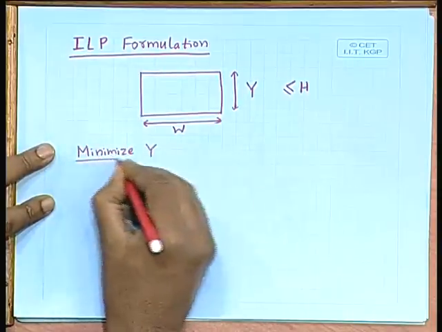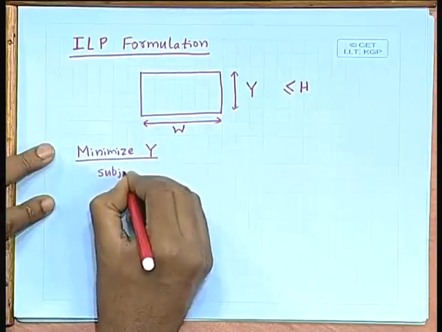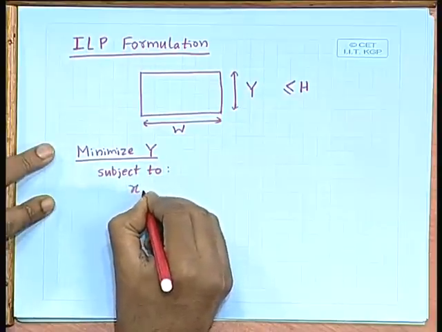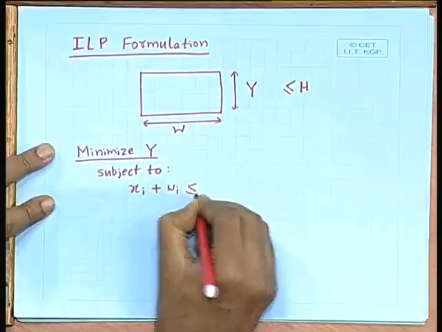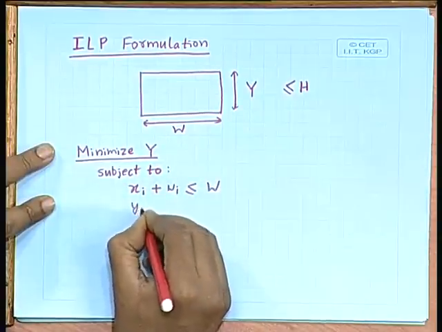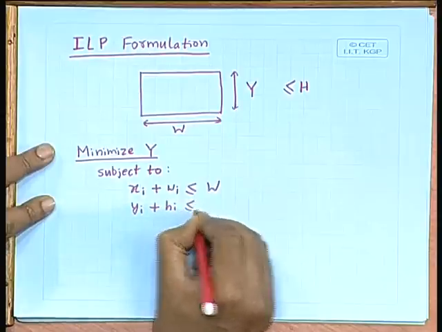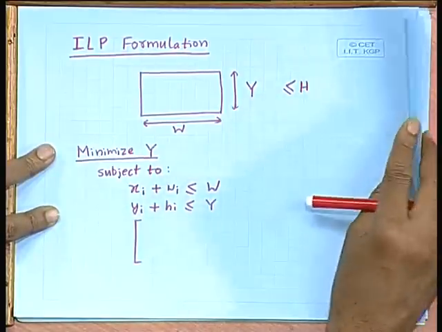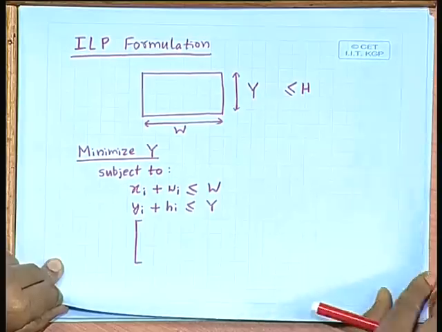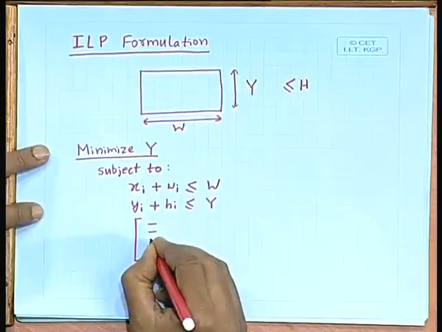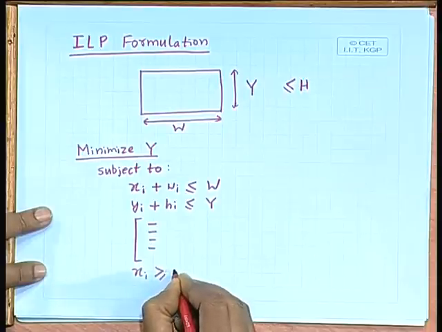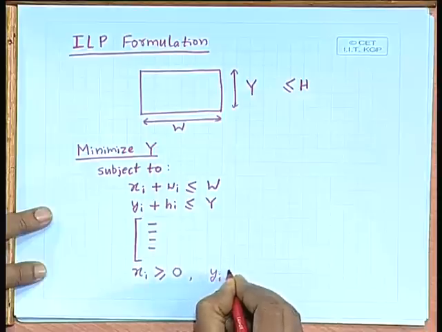So, now our formulation becomes like this. Minimize y, this is what we want to do, subject to several constraints. The first ones are the obvious constraints, xi plus wi less than equal to capital W, yi plus hi less than equal to capital Y. Then there are the 4 constraints we had just shown, these 4 equations will come in here. Then some trivial constraints that xi and yi must not be negative, xi greater than equal to 0, yi greater than equal to 0.